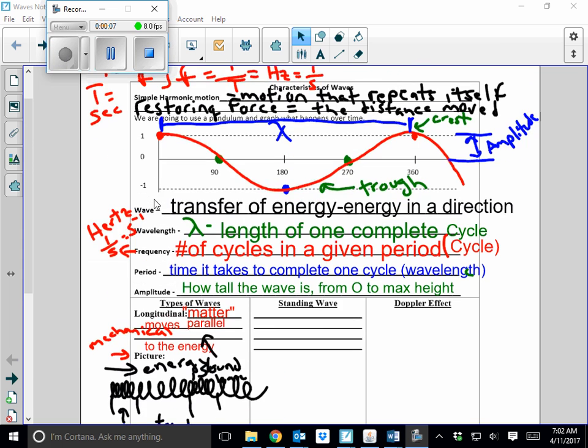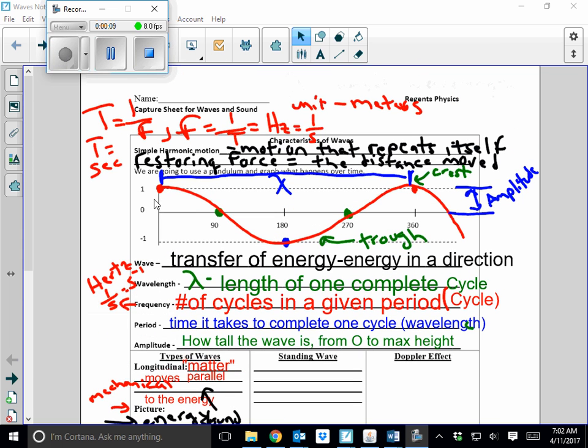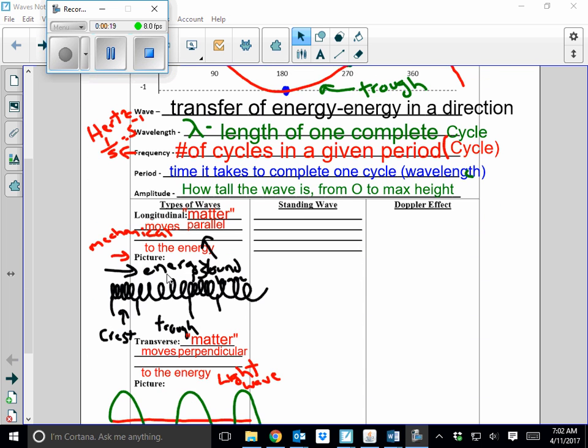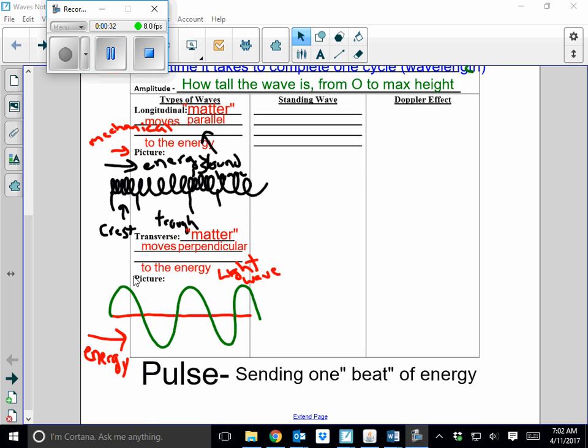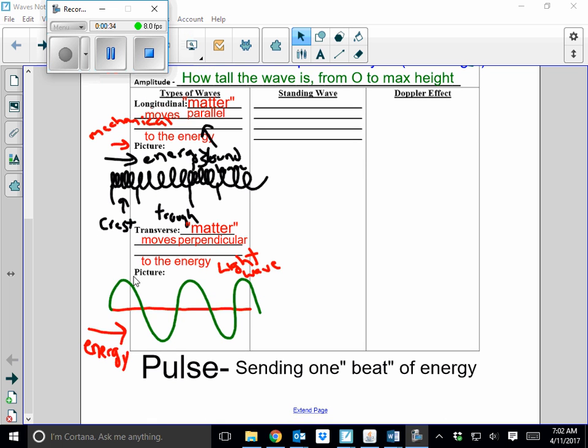Last time we were talking about the basic characteristics of waves, which includes what a wave actually is, its wavelength, frequency, period, amplitude, the parts of a wave that make it a wave. And then we talked about two types of wave: longitudinal, where the matter moves parallel to the energy, and transverse, where the matter moves perpendicular to the energy.